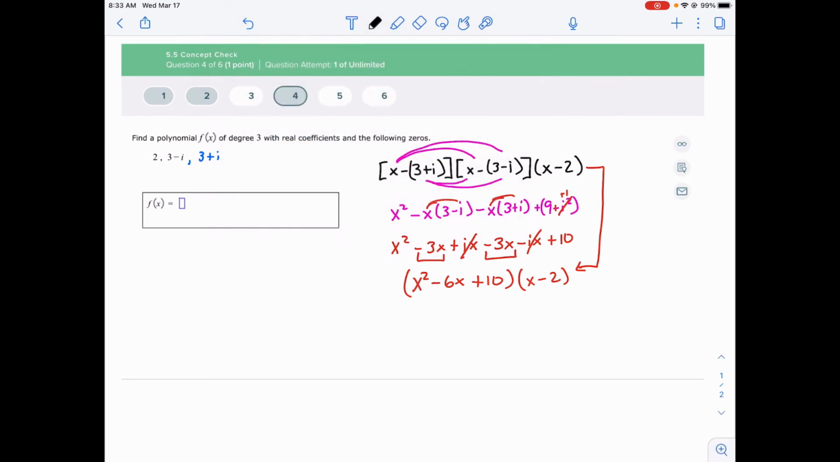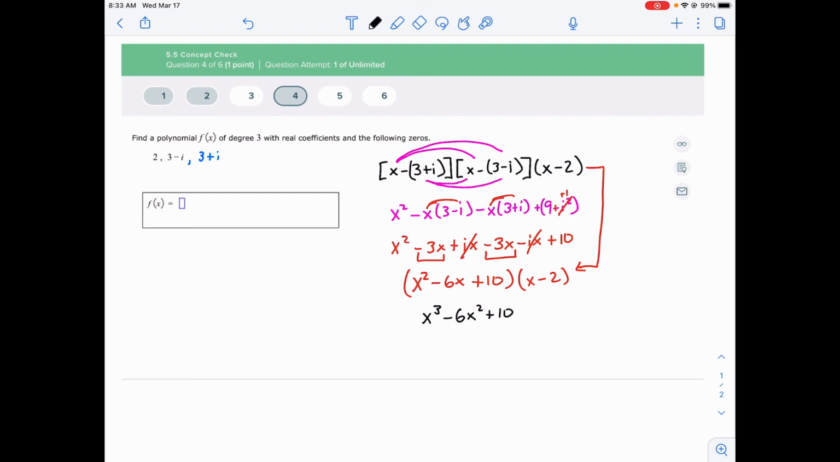So at this point, what we want to do is distribute all of this trinomial through the binomial, or you can distribute the binomial through the trinomial. It's up to you. I think I'm going to distribute the x minus 2 throughout this trinomial. So I'm going to take x times x squared, I'm going to get x cubed. 6x times x is negative 6x squared. And then 10 times x is 10x.